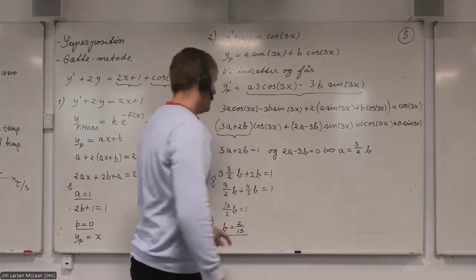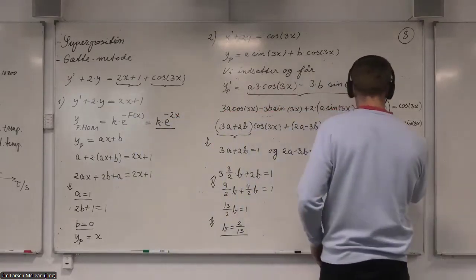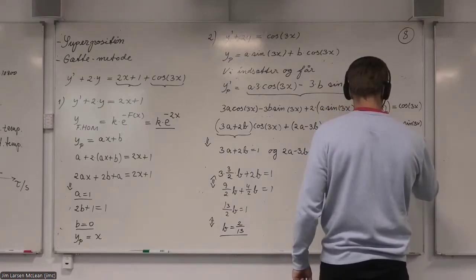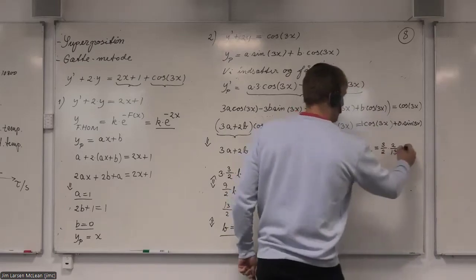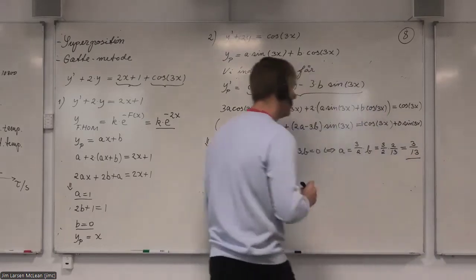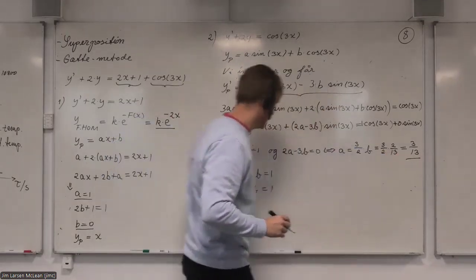And now that I found b, I know a was 3/2 times b. So up here, I can go back and write that a must be 3/2 times b, and b was 2/13. So 2 goes out, so it gives 3/13. So now I've found a as well.